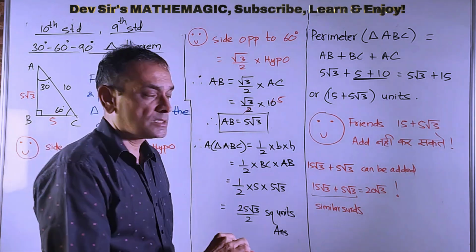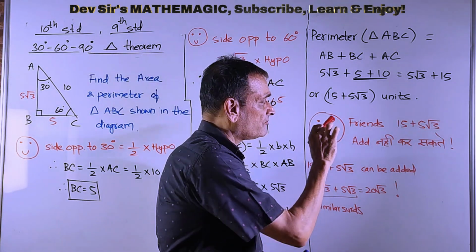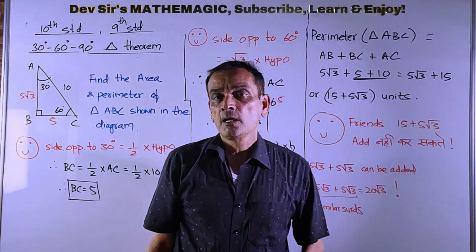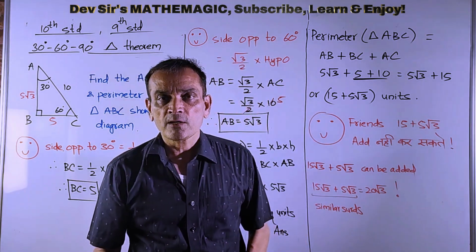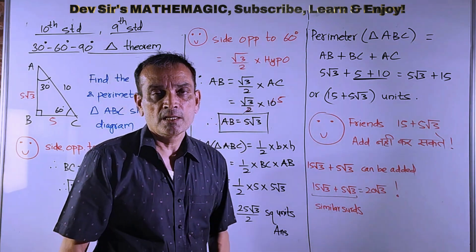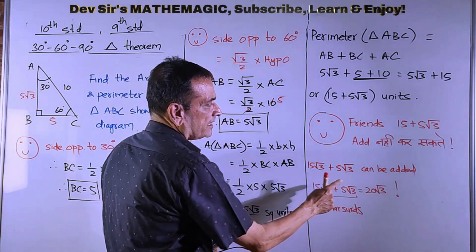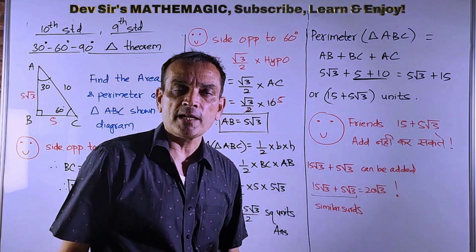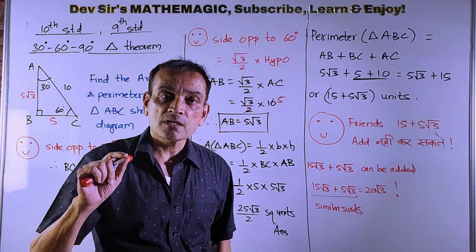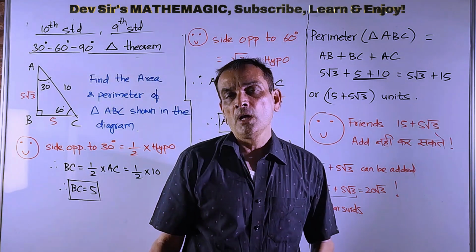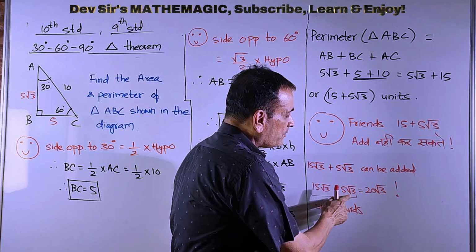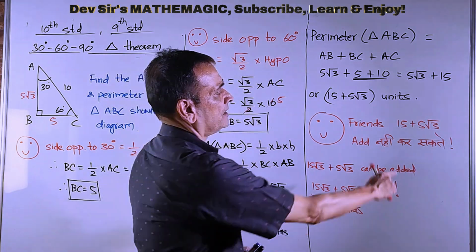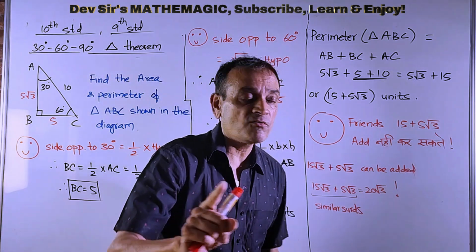Right? Now, Smiley comes back and tells us, friends, 15 plus 5 root 3 add नहीं कर सकते. Very important. In 9th standard, you have seen that you can add only similar surds. Similar surds यानी क्या? If you have 15 root 3 here and root 3 is present here, they are called similar surds. So only if the surds are similar, you are allowed to add them. How do you add? 15 root 3 plus 5 root 3, 20 root 3. उस समय ऐड कर सकते हैं, लेकिन 15 plus 5 root 3, don't write as 15 plus 5 is 20.